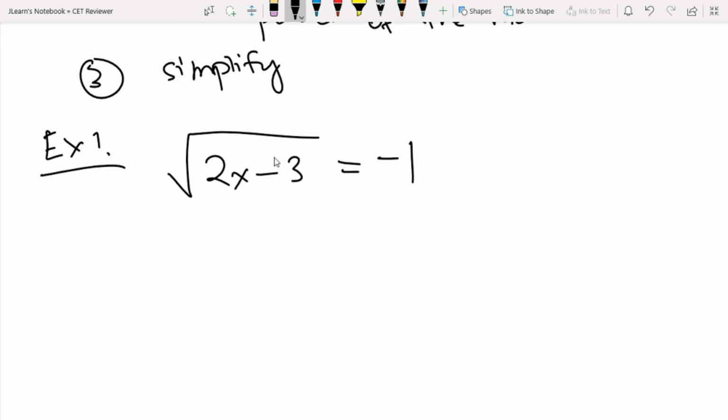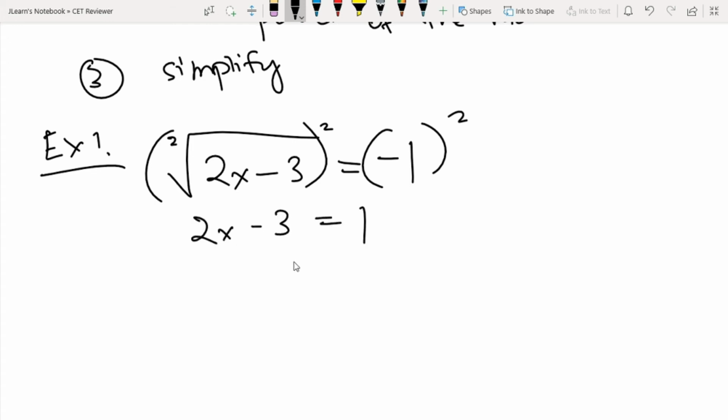Then, our next step is to raise both sides of the equation to the value ng index ng radical. So, in this case, yung value nito ay 2. So, we just raise both sides to 2. Okay? So, we get now 2x minus 3 is equal to 1. And we simplify this to be 2x is equal to 4 and x is equal to 2. Okay?